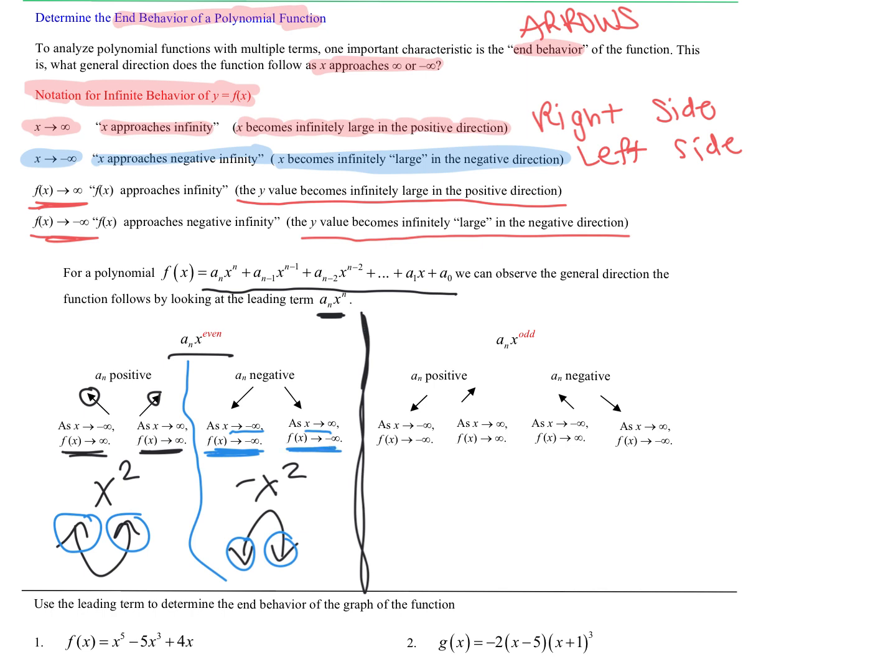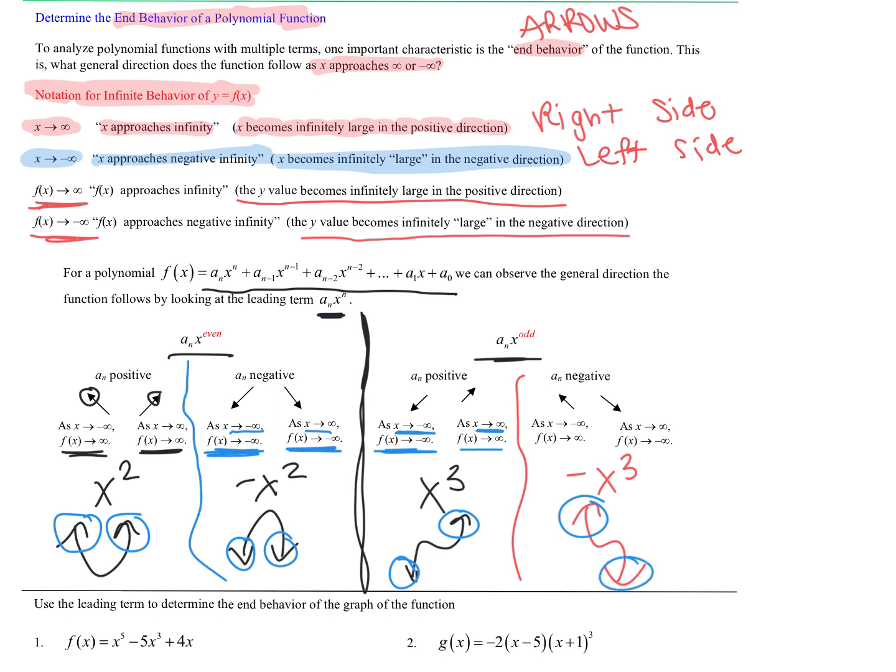All right, so what happens when it's odd? If the function is odd and positive, such as x cubed, which looks like this, then on the left it will fall, and on the right it will rise, which means on the left it is going down, so it's approaching negative infinity. On the right, which is saying that x is going towards infinity, f of x is also going towards infinity. And then the last thing that can happen is if you have a negative odd power, then it would flip like this. And on the left it would rise, and on the right it would fall.